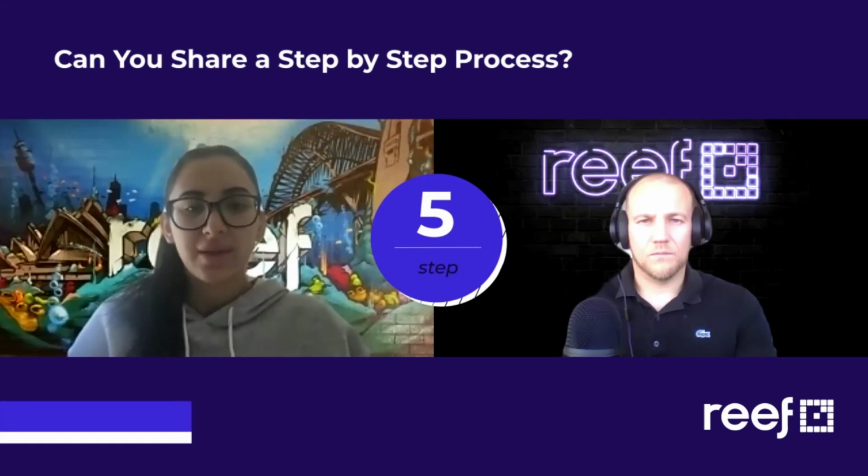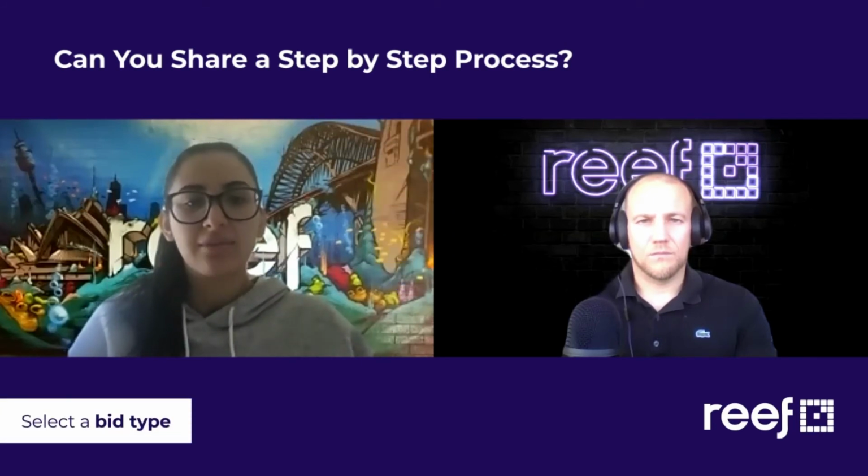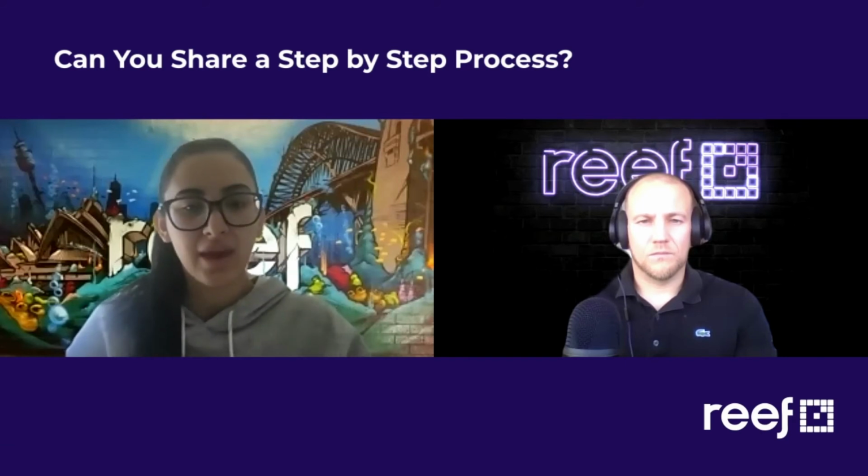Lastly, you want to select a bid type. There are 4 bid types: automated, target CPC, max CPC, and max CPM. The automated bid type is recommended as you'll select a bid based on your budget to get the most impressions.